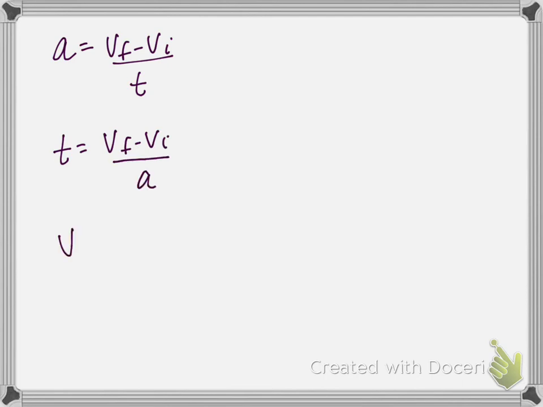And then finally, if we ask you for VF, if you multiply both sides of equation number 1 by T, and then add VI to both sides, you get VI plus AT. So there's the three formulas there. We won't ever ask you for VI, so I didn't solve for that. So make sure you have those three written down before you start working the rest of those problems on 328.